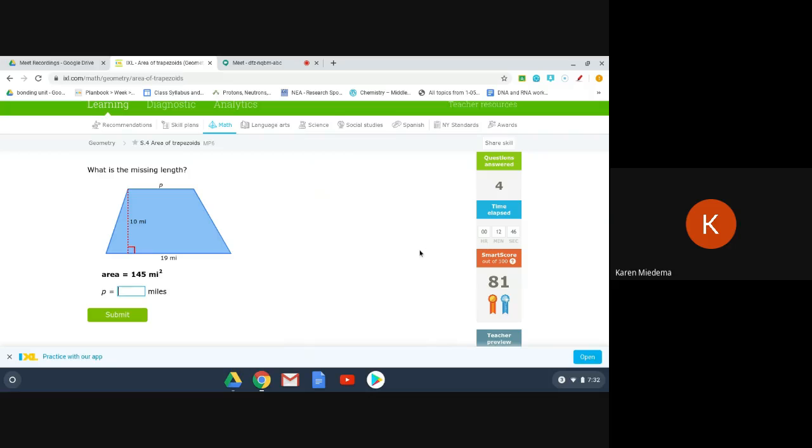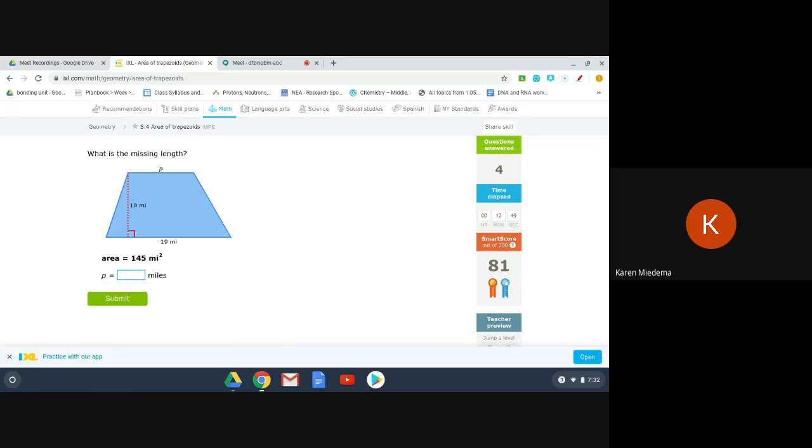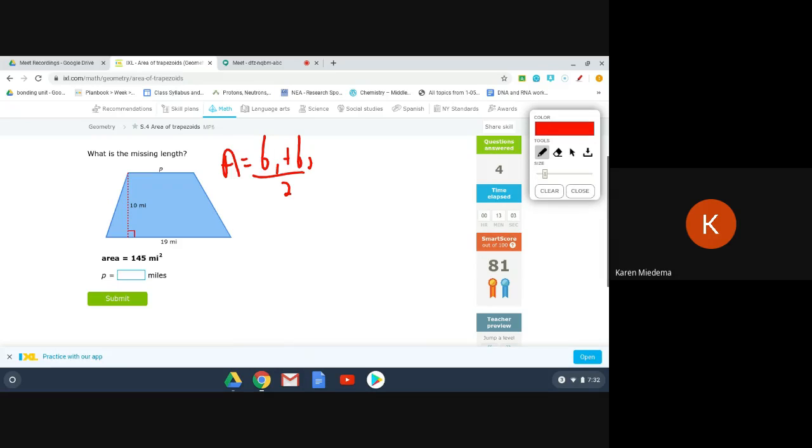Okay, let's try another one like that. Instead of solving for B1, in this case, you're solving for B2. The process is going to look very, very similar. Area equals B1 plus B2 over 2. It's taking the average of the bases times the height. They told me that the area is 145. B1 is 19. They didn't tell me what B2 is, but they used the variable P, so I'm going to make that substitution. Over 2 times the height of this whole thing is 10.